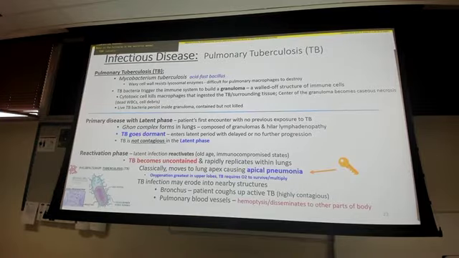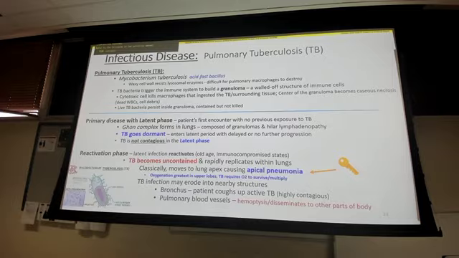TB needs oxygen to survive. You're gonna have the most oxygen tension, the most oxygen, in the apex of your lung. So it loves to go to the apex of your lungs. So with reactivation, you can get apical pneumonia. So pneumonia at the very top of your lungs. Without oxygen, it can't survive. So it's gonna go to a place where it's gonna have the best chance of survival.